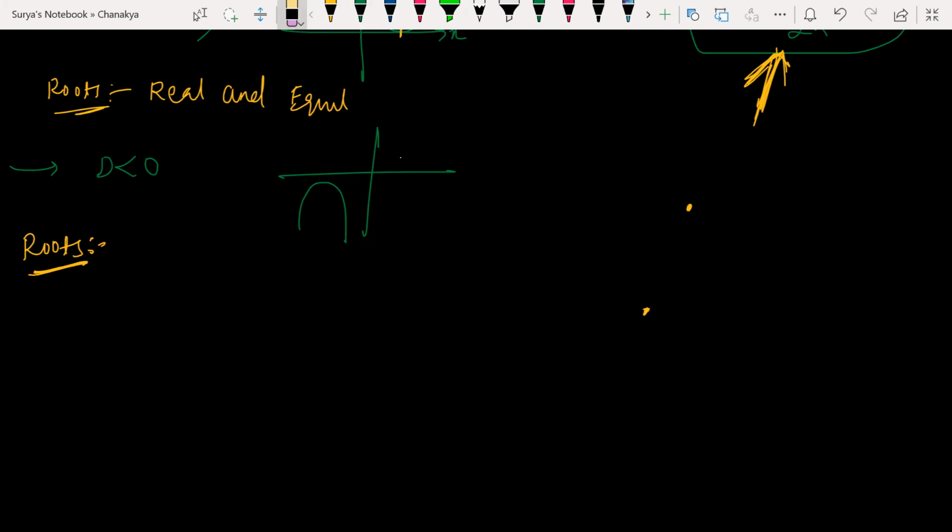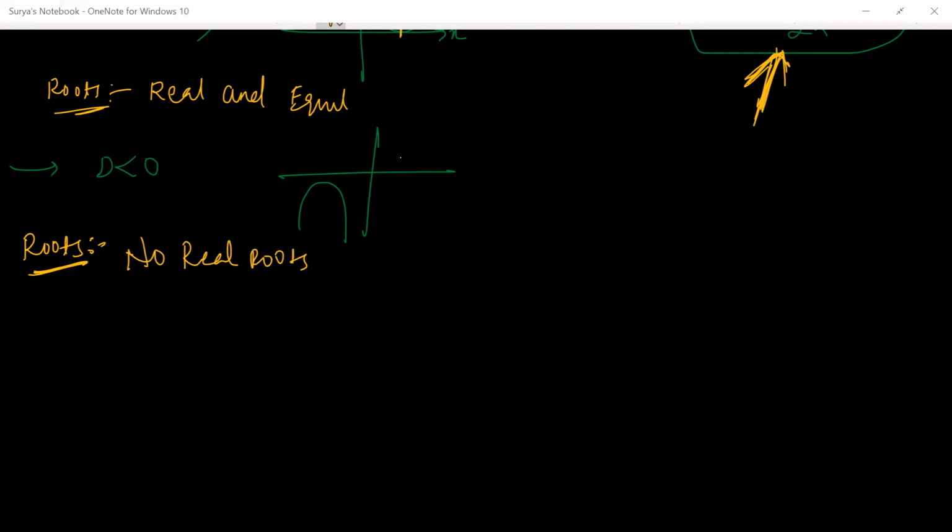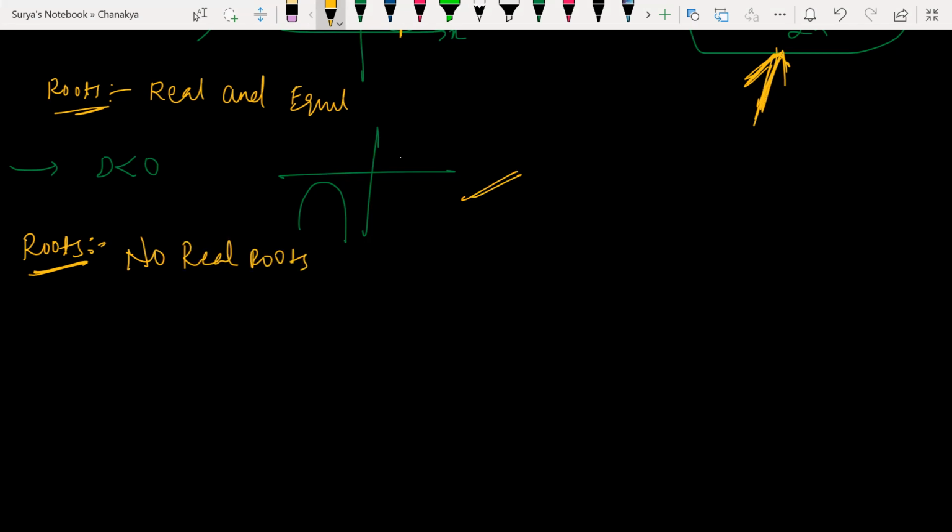So let's not waste much time. Now I have to clear Sujay's doubt as well. So here, no real roots. अगर discriminant less than 0 है, तो there are no real roots. I hope it is clear. Here, how will the graph be? It neither cuts nor touches.